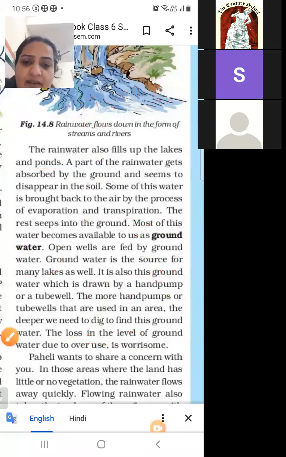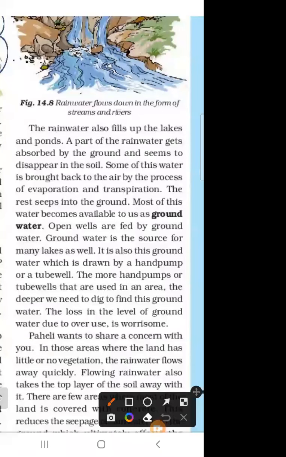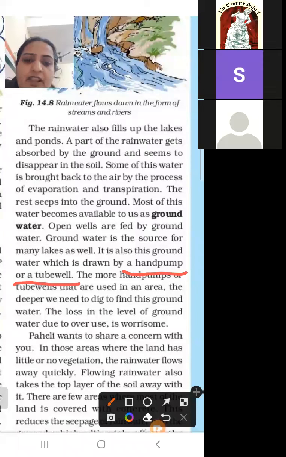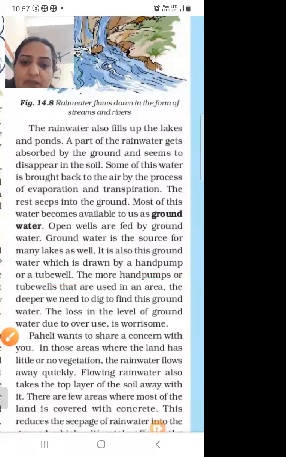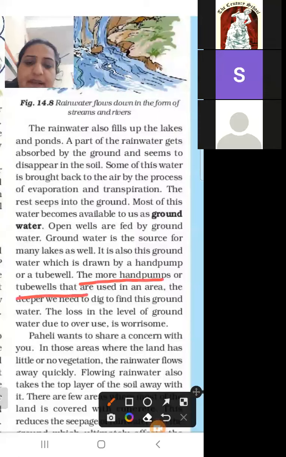So how is groundwater obtained? Groundwater is obtained by the hand pump or tubewell. If we use more hand pumps and tubewells in an area, you have to dig more. जितने ज्यादा हैंड पंप होंगे, जितने ज्यादा ट्यूबवेल होंगे, हमें ज्यादा नीचे तक जाना पड़ेगा to obtain groundwater.